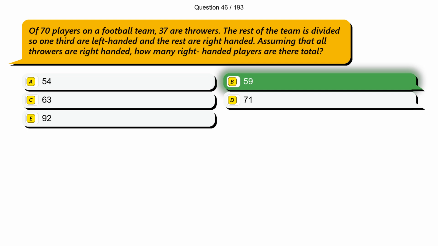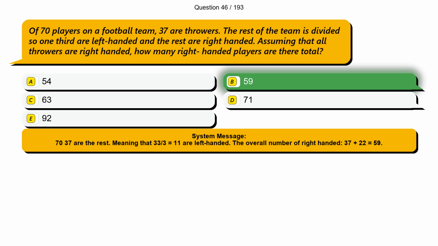The correct answer is option B, 59. 37 are throwers, so 33 are the rest, meaning that 33/3 equals 11 are left-handed. The overall number of right-handed, 37 plus 22 equals 59.